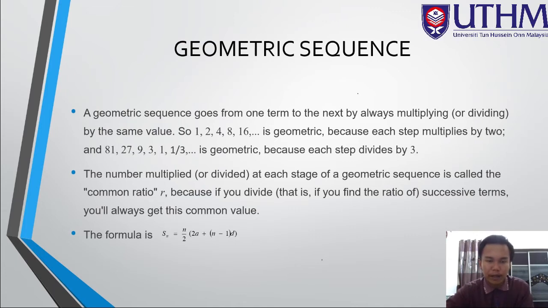The number multiplied or divided at each stage of a geometric sequence is called the common ratio r, because if you find the ratio of successive terms, you will always get this common value. So the formula is Sn is equal to n over 2, in the bracket, 2a plus n minus 1, close the bracket and multiply by d.